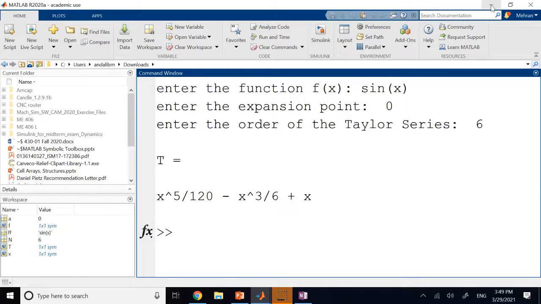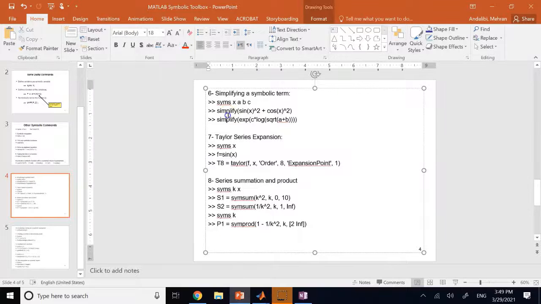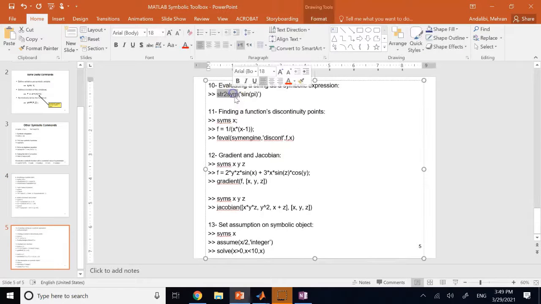Yeah? If I didn't use that str to sim command, it will give me an error when it reaches this line. It says, hey, this F that you are using, it's a string variable, not a symbolic. I cannot do Taylor series on that. But with this command, I do what we call conversion of variable, or the more technical term is called type casting. We cast the variable from one type to another. Okay, so this command is extremely useful.